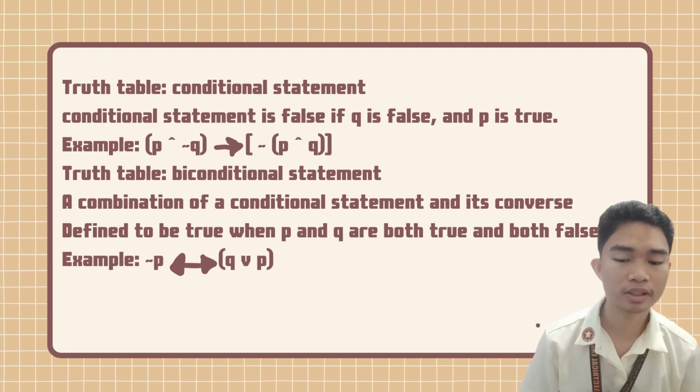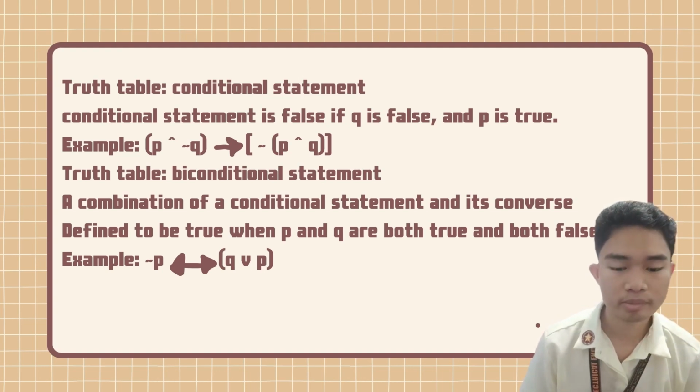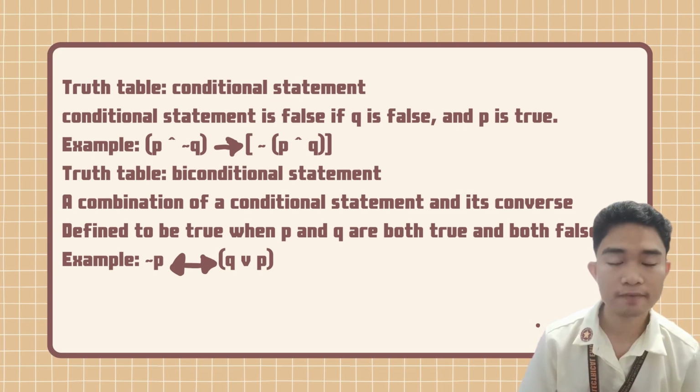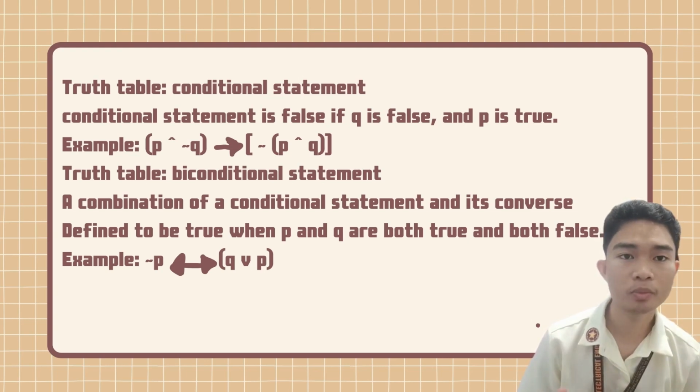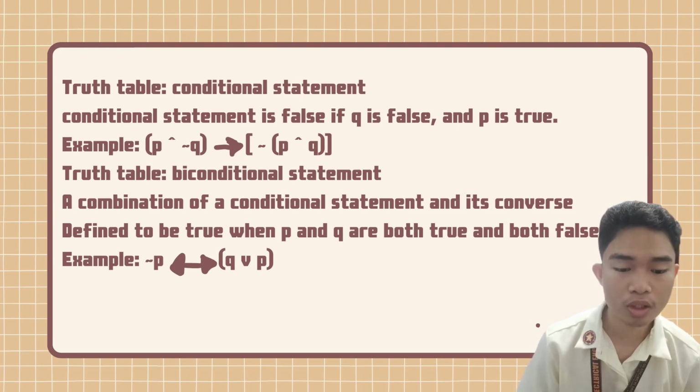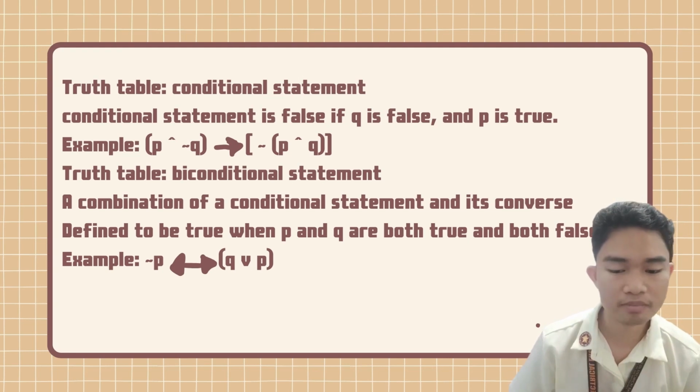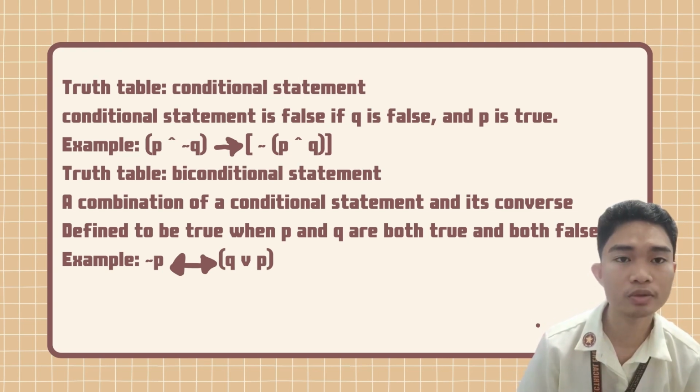Next, in constructing a truth table in a biconditional statement, you will always remember that it is defined to be true when both P and Q are true and both false. So, magiging true lang siya kapag yung P and Q ninyo ay parehas true at magiging true din siya kapag yung P and Q ninyo ay parehas false. So, tandaan ninyo lagi na sa conditional statement, magiging false lang siya kapag yung Q ay false at yung P ay true. Sa biconditional naman, magiging true lang siya kapag yung P and Q ay parehas true o parehas false.